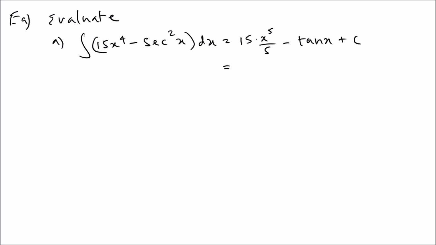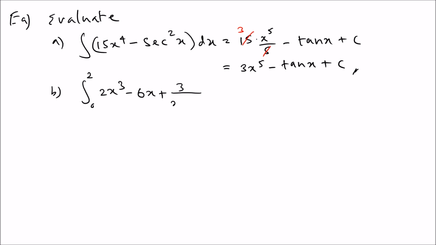If you can simplify, here we can simplify. You can see 5 and 15, so you get 3. So that means it's 3x to the fifth minus tan x plus c. So that's the first one. Let's do a couple of other examples. Let's do a definite integral as well. So let's do this definite integral: 2x cubed minus 6x plus 3 over x squared plus 1.